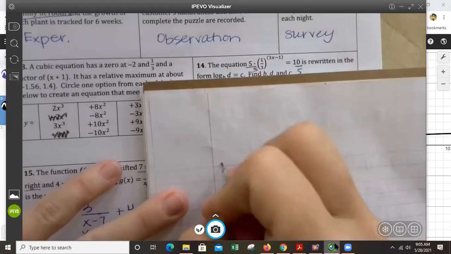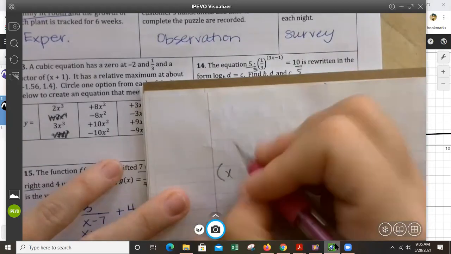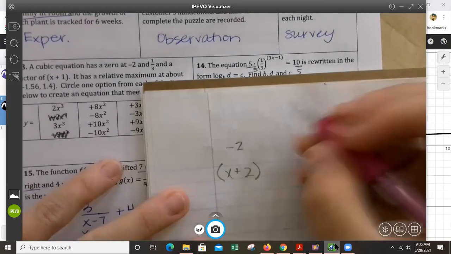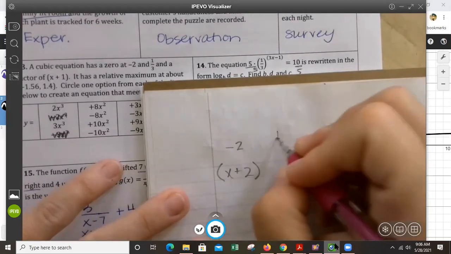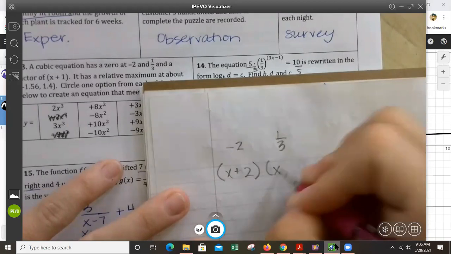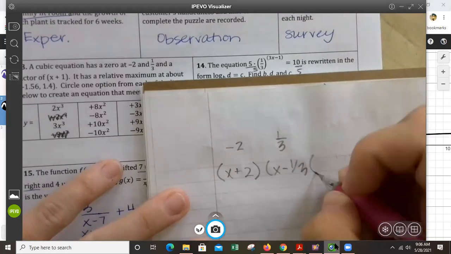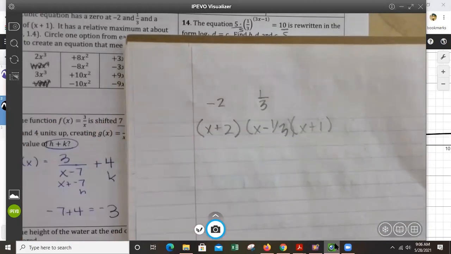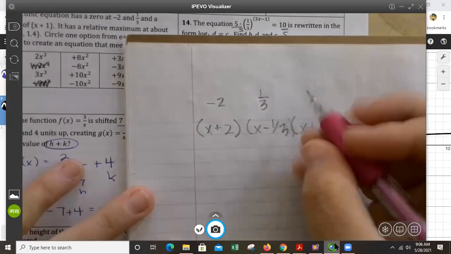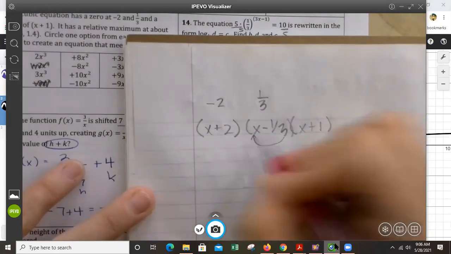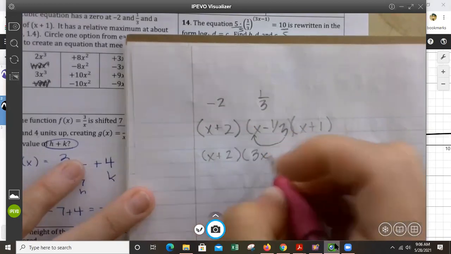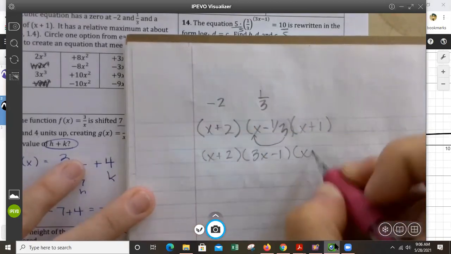And I know that we have a 0 at x minus 2. So that means our factor is going to be plus 2. I have one at a positive 1/3. That means my factor is going to be negative 1/3. And I also have a factor of x plus 1. Very good. That means I'm going to multiply this out. So this one, let's move this 3 to the front so it makes it easier. Remember, slide and divide, we can move that to the front.